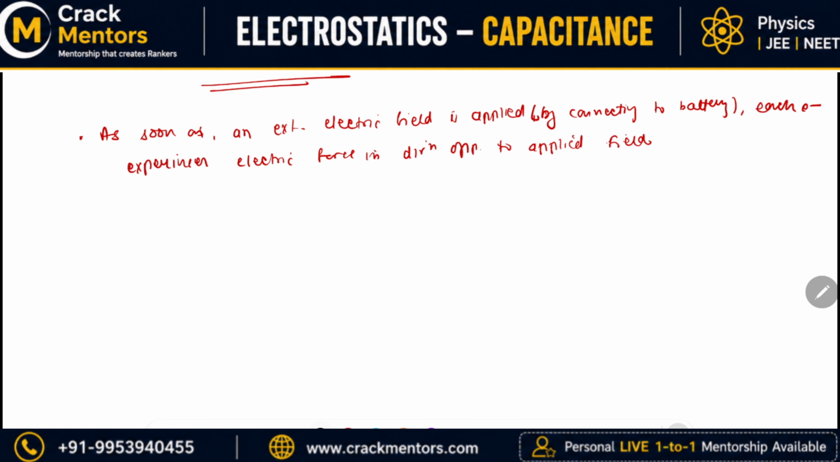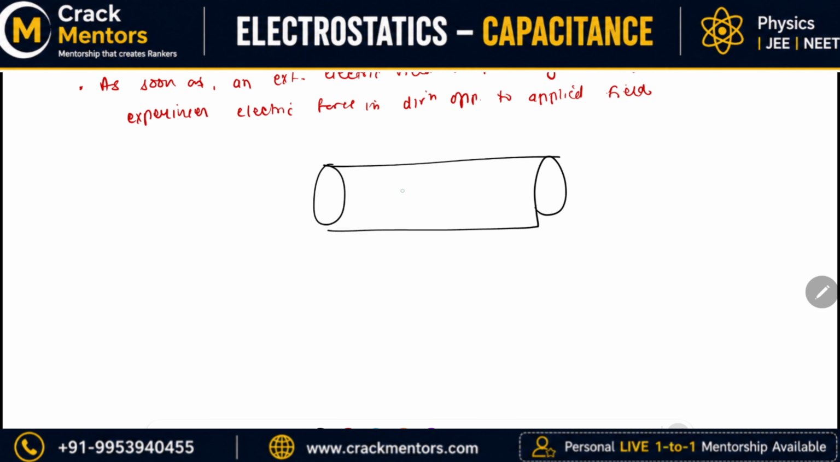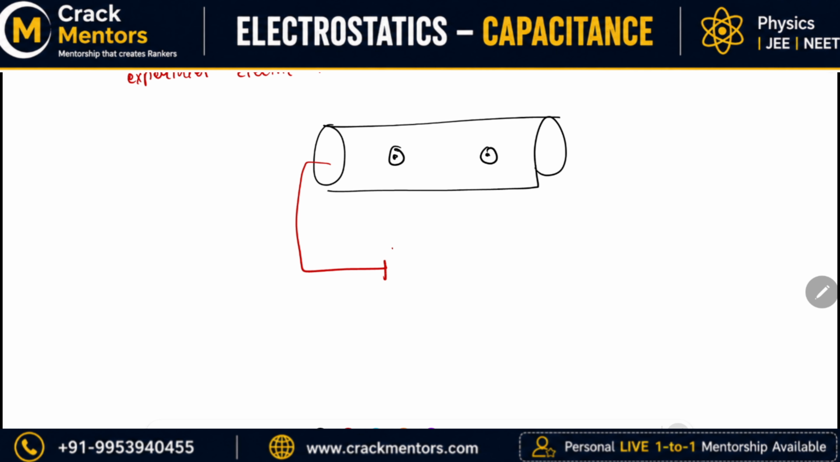Okay, if I say that this is my cross section, and let us say that these are my electrons. So if I connect it to an external circuit like this, just assume that I am connecting it to an external circuit. This is the positive terminal, this is the negative terminal. This is the higher potential, this is the lower potential.